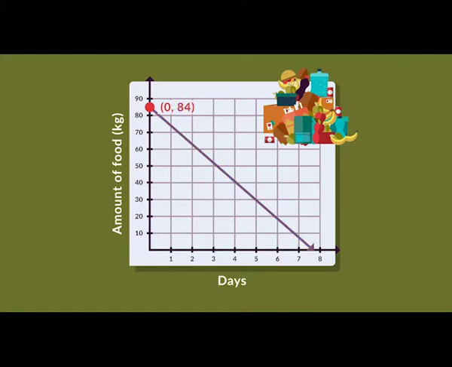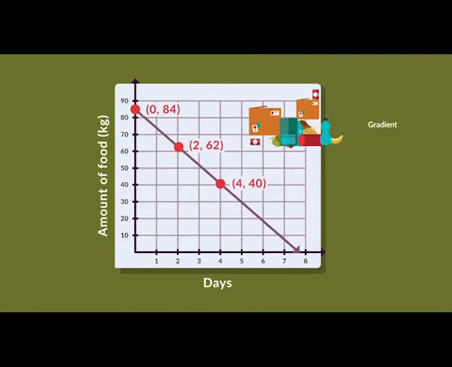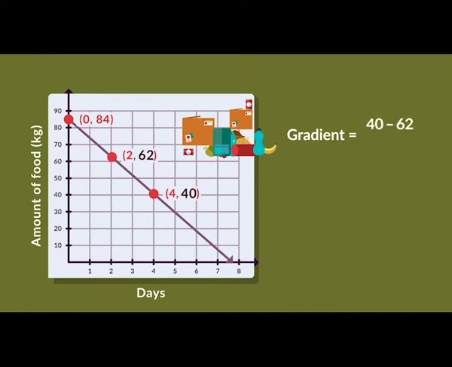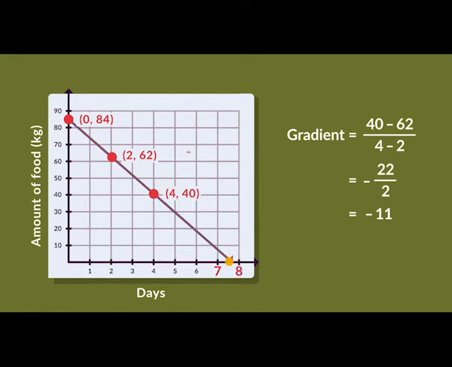Its gradient gives us the rate of consumption if we select 2 points on it. For example, (2, 62) and (4, 40). Then calculate the difference in their y values and divide this by the difference in their x values. The answer is negative 11. So if they consume their food at a rate of 11 kilograms a day, the graph will reach the x-axis between 7 and 8 days, at which point the amount of food is 0.